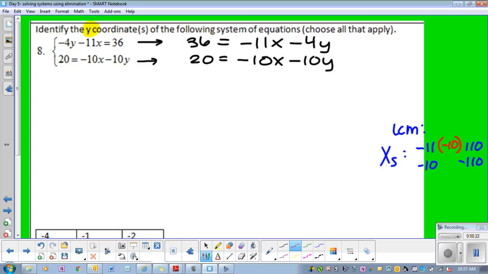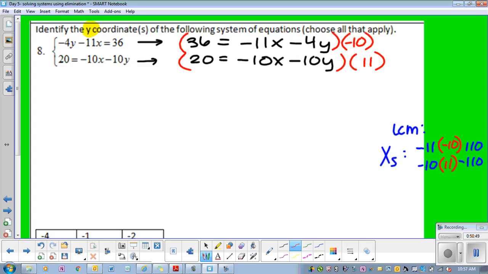Remember, this is what we want. We're going to divide it by what's already there. What's negative 110 divided by negative 10? 11. Good. Okay? So that's what we're going to multiply each of them by. The first one, I'm going to multiply by negative 10. And the second one, I'm going to multiply by 11.